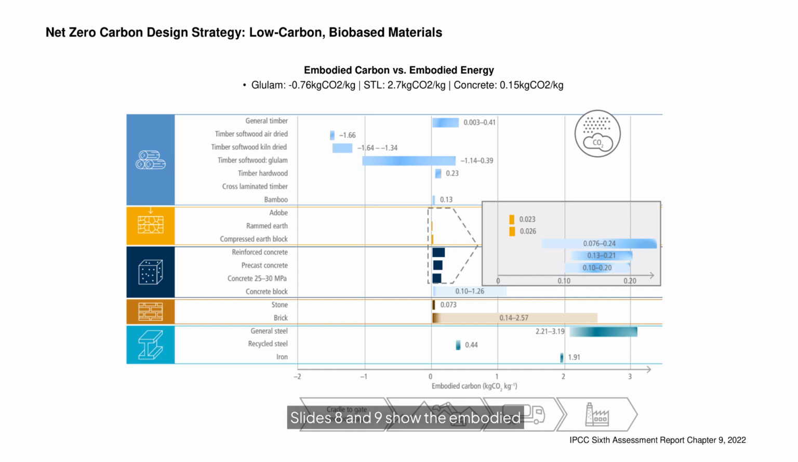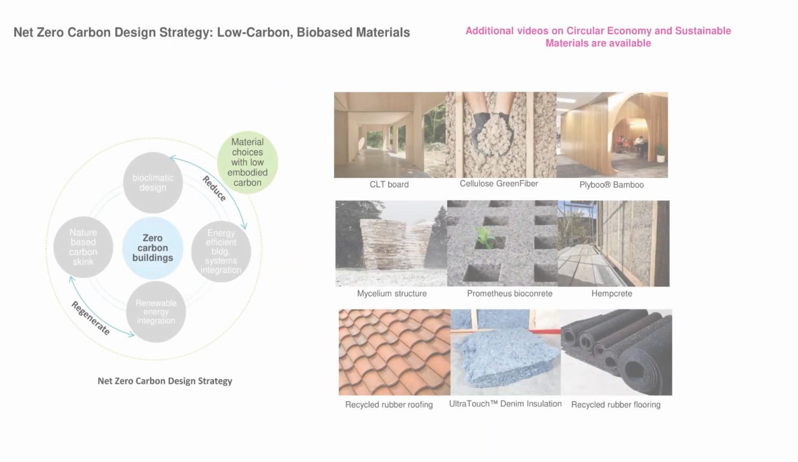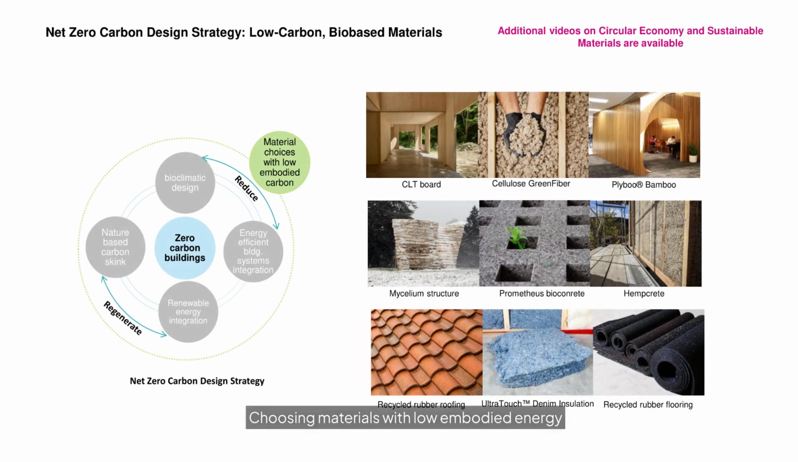Slides 8 and 9 showed the embodied carbon and embodied energy for traditional building materials. These reference data sources are from the IPCC 6th Assessment Report, which we used in the previous slides. Choosing materials with low embodied energy and carbon constitutes an action strategy critical for carbon-neutral construction. Addressing these impacts assists us in making more informed and sustainable material and technology selection.